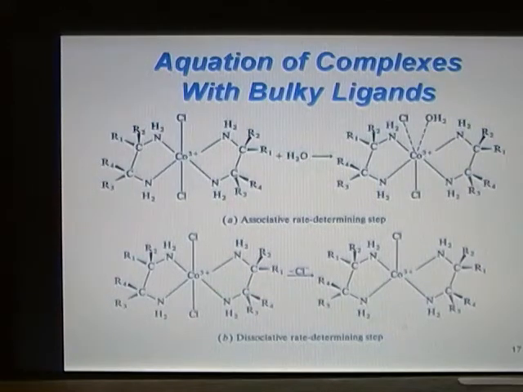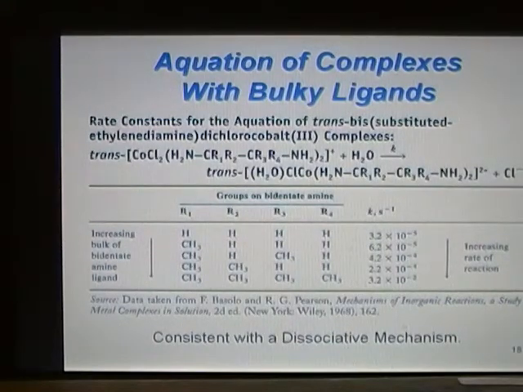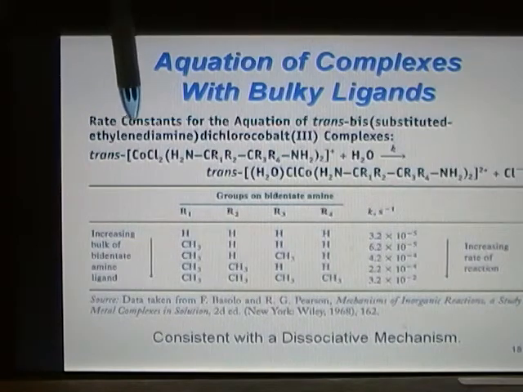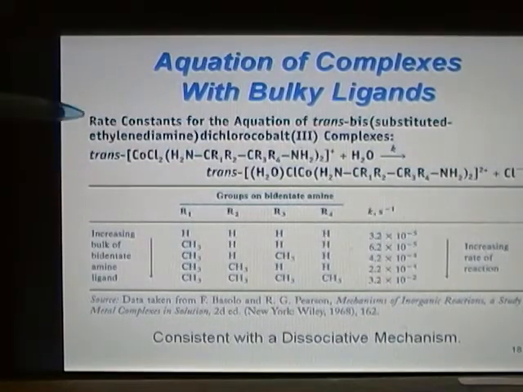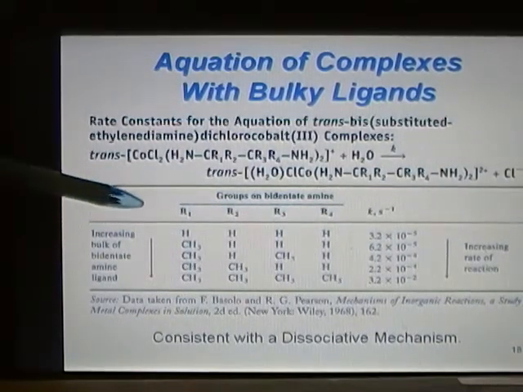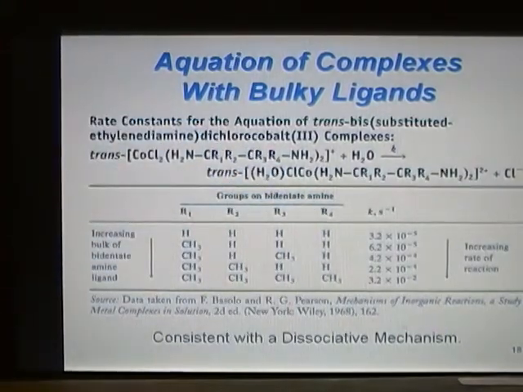Once again, you've seen this before, but we're going to see how ligand bulk affects the aquation of coordination compounds. Here we are looking at the rate constants for the aquation of trans-bis substituted ethylenediamine dichlorocobalt(III) complexes. This is the reaction that we were looking at on the previous slide. Now notice that when we look at this table, R1 and R2 are the organic groups bonded to the first disubstituted ethylenediamine. R3 and R4 are for the second disubstituted ethylenediamine.